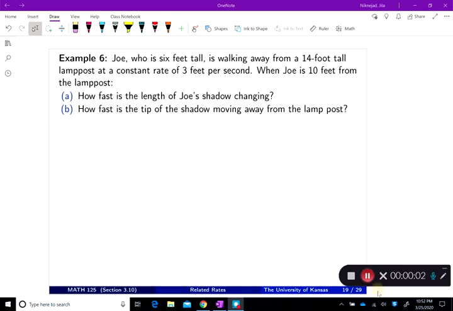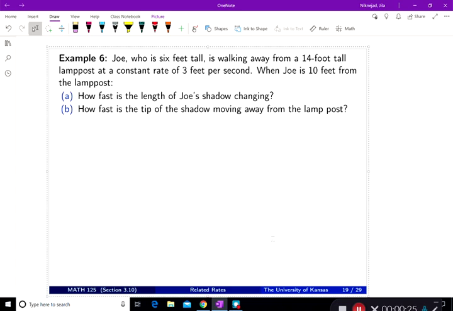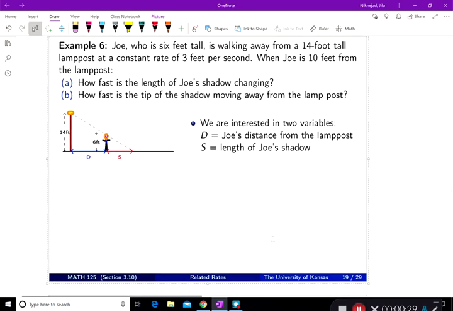Continuing with section 3.10, and this is related rates. This time, example number 6: Joe, who's 6 feet tall, is walking away from a 14 feet tall lamppost at a constant rate of 3 feet per second. When Joe is 10 feet from the lamppost, how fast is the length of Joe's shadow changing? How fast is the tip of the shadow moving away from the lamppost?